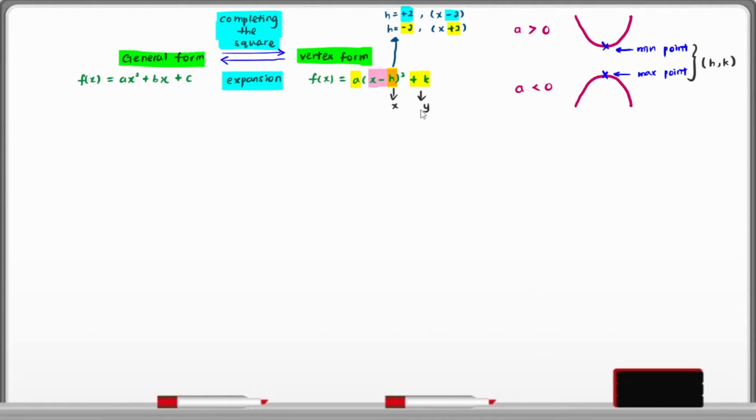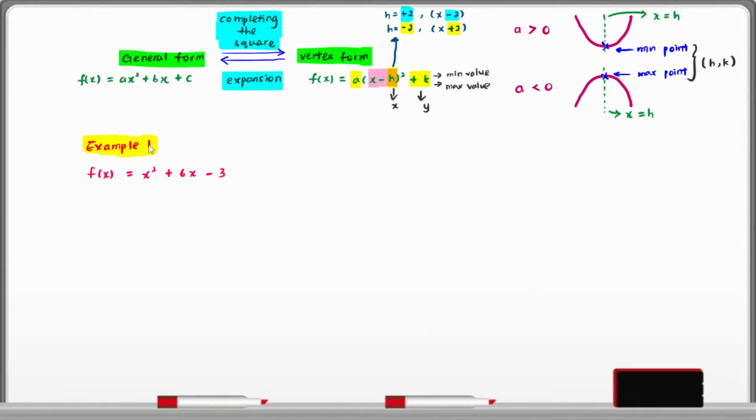But for the coordinate y, it will just follow the value of k exactly. The value of k here is also known as the minimum value if a is greater than 0, or the maximum value when a is less than 0. And as the axis of symmetry passes through the minimum or maximum point, the equation for the axis of symmetry is x equal to h.